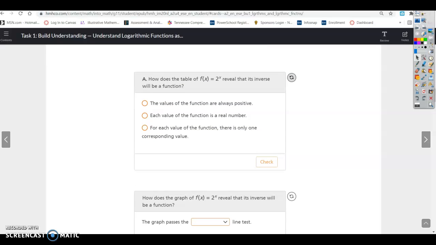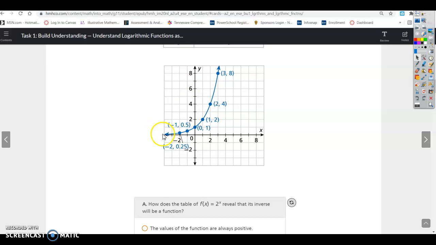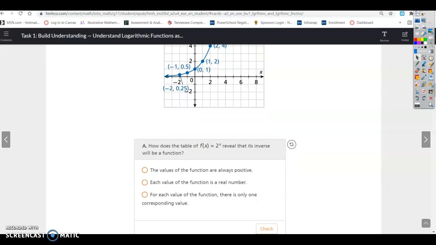Alright, so it says, how does the table of f of x equals 2 to the x reveal that its inverse will be a function? Alright, so you know if it passes the vertical line test, that it is a function. But we know the inverse is the reflection over y equals x. So it needs to pass like the horizontal test, I guess.